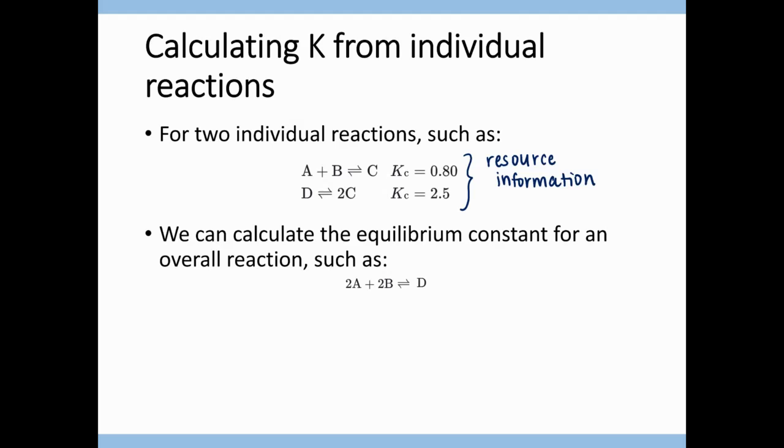We will need to rearrange, multiply, or reverse the given reactions to reach this goal: 2A plus 2B forms D. So for the two reactants, A and B, we'll use that first reaction, but we need to multiply coefficients by a factor of 2 to get 2A and 2B.